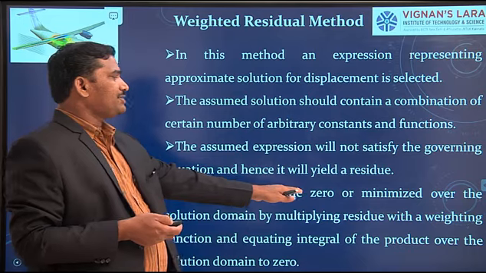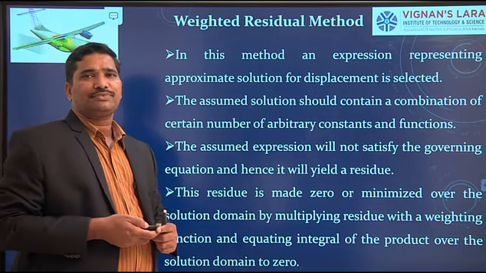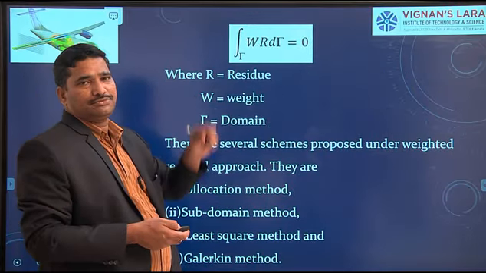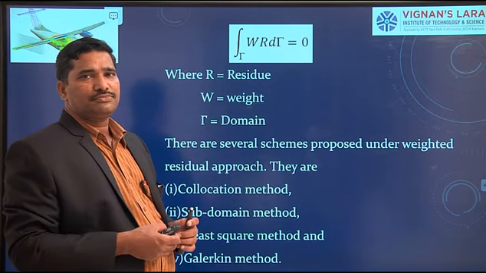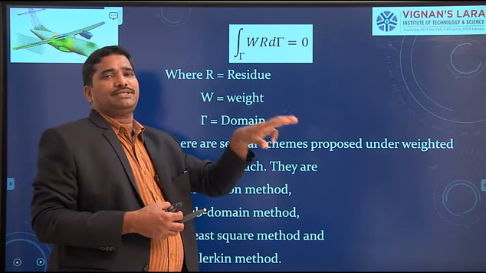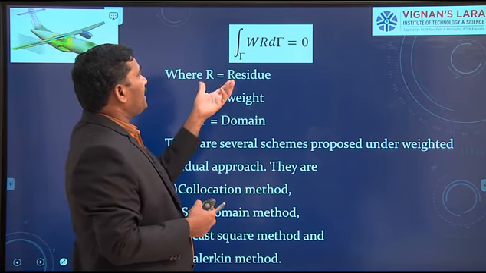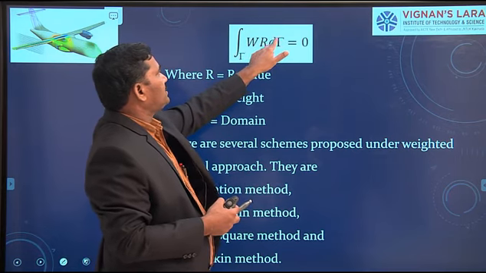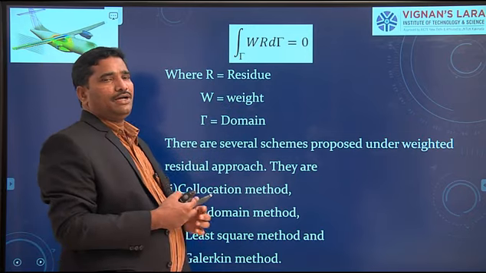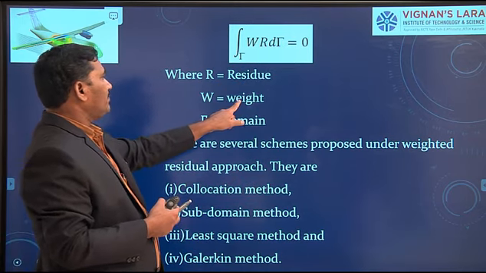Okay? That residue is made 0 or minimized over the solution domain by multiplying the residue with a weighting function and equating the integral of the product over the solution domain to 0, which is expressed here mathematically. R is the residue. This residue we determine from the governing equation, substituting the assumed function. This residue is multiplied by a weighting function and the product is made 0 over the domain, where this is omega, this is gamma, over the domain, or you can use omega also. Integral of W R d gamma equals 0. Okay? W is the weight or weighting function.